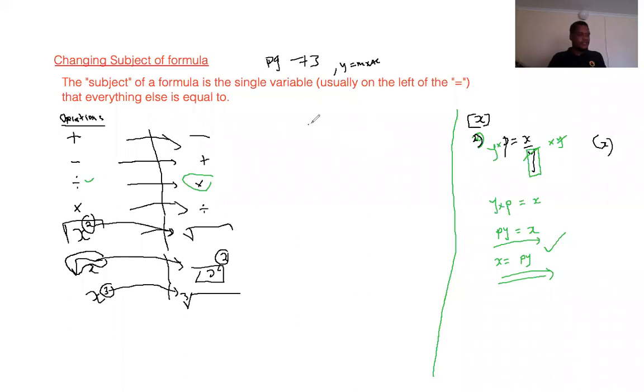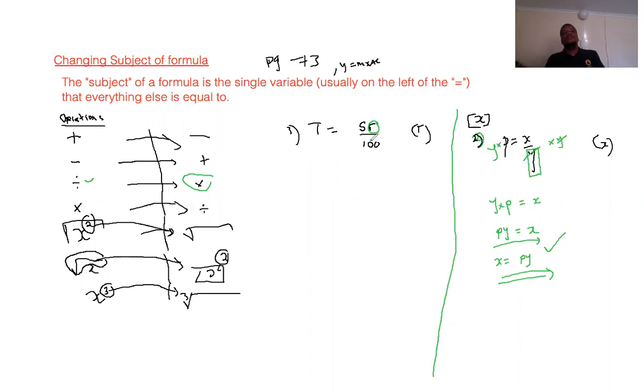Let me look at this. T is equal to SR over 100. So we want to make R the subject of the formula. So this is what we want as the subject. On this side, we check the terms. We only have one term that contains our subject. On this side, one term. So we go to the next step.